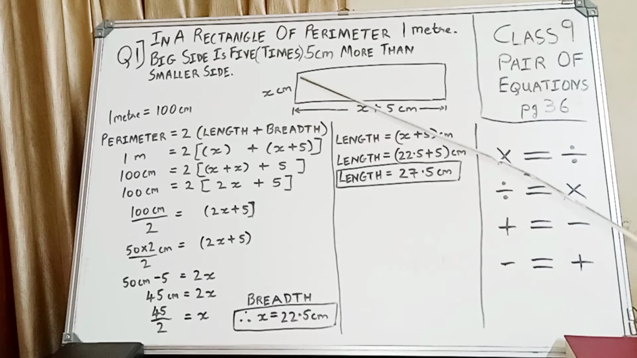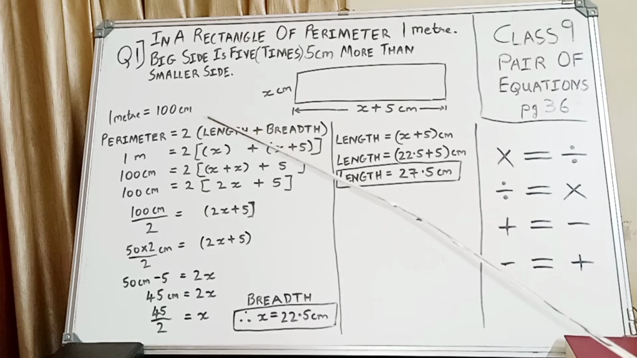You are aware, in a rectangle the breadth would be smaller and the length would be larger. So that is why length is taken more, and the breadth is in this way. We have not been given the breadth as well as length, we have to find both.